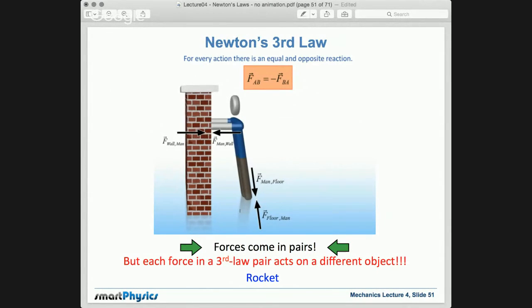What's going on here is Newton's third law. Whenever you have two objects that are interacting, exerting forces on each other, these forces come in pairs. If you have a person pushing on the wall with some force, which we'll designate as F man-wall, the force from the man on the wall, then the wall pushes back with the same magnitude force but in the opposite direction on the man's hands. So you have these equal and opposite pairs of forces, and we call those Newton's third law pairs. We can capture the essence of Newton's third law with this up here: the force of object A on object B is equal to negative the force of object B on object A.